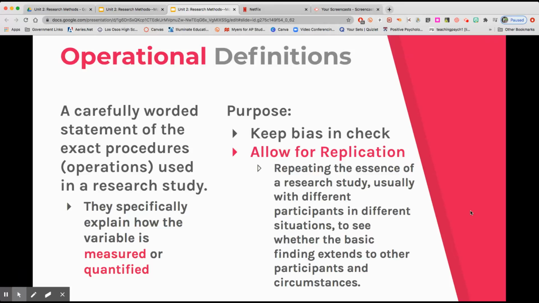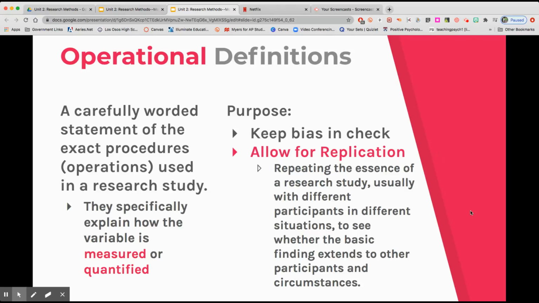Do I give them a scale? Do I say something like, love is when I'm willing to give my last fry to them, and rate yourself on a 1 to 5 scale of how willing you are to give the person your last fry? Notice I'm using very specific measurable things. That's what an operational definition is.